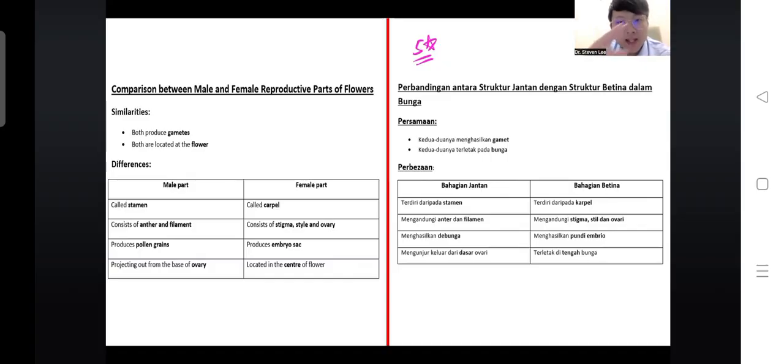If you're clear, please write the word 2 in the chat box. I can move on to the next part. If you're clear lah. Okay, great. A lot of you already understood. So we move on to the next part. Jom.